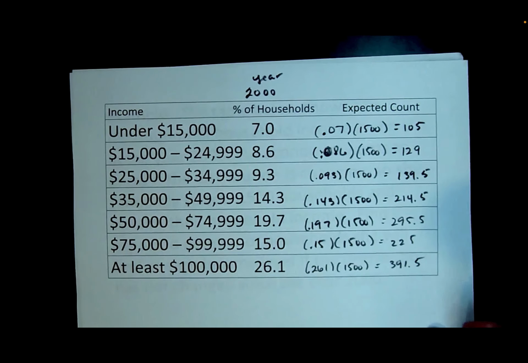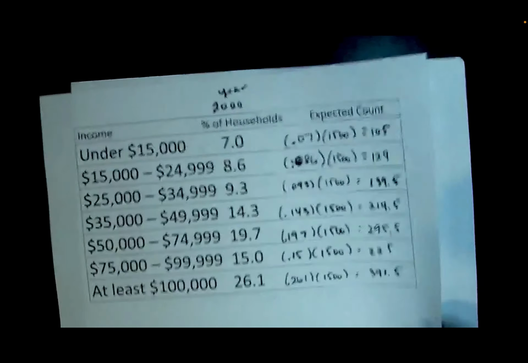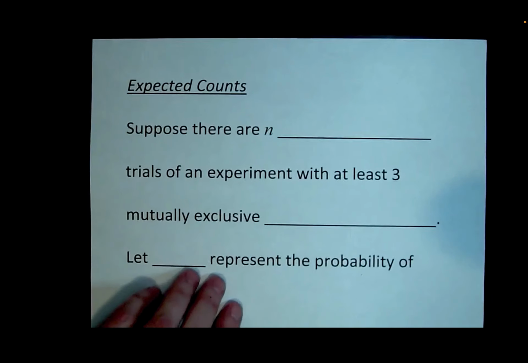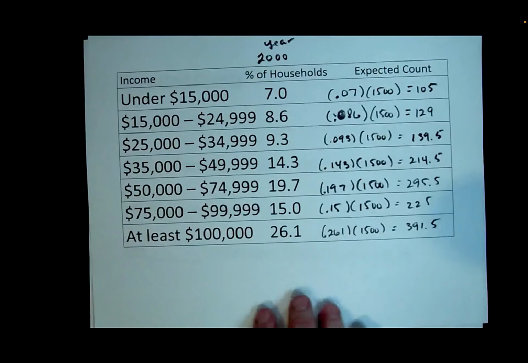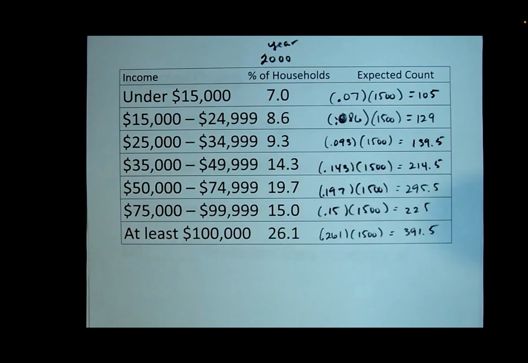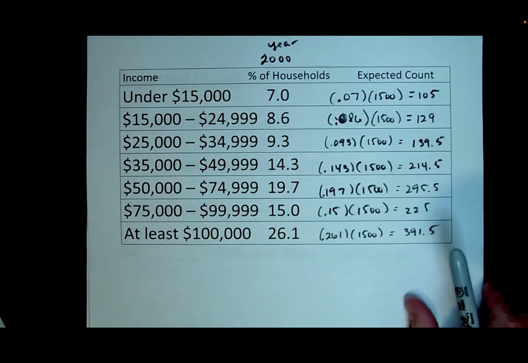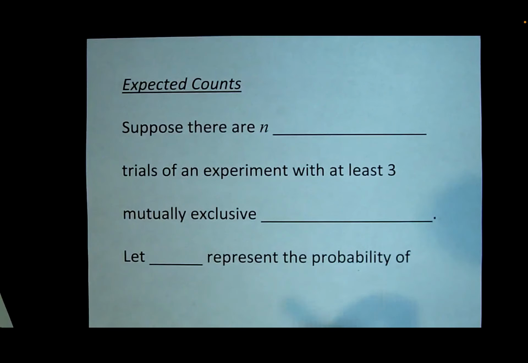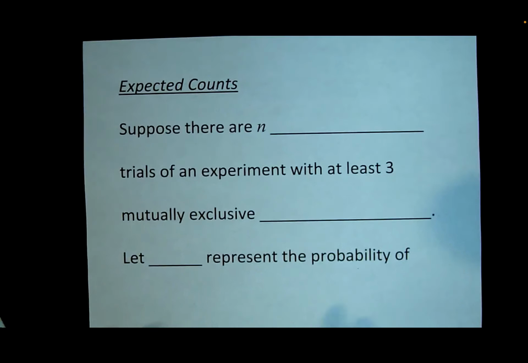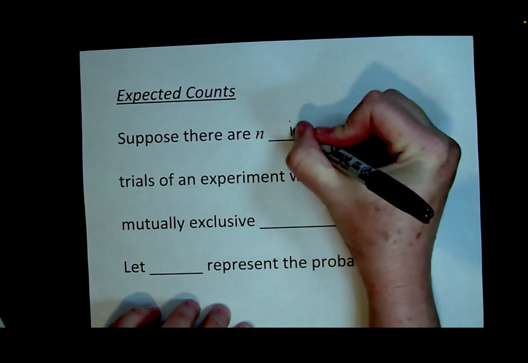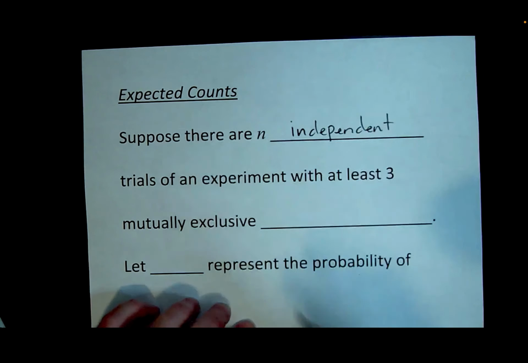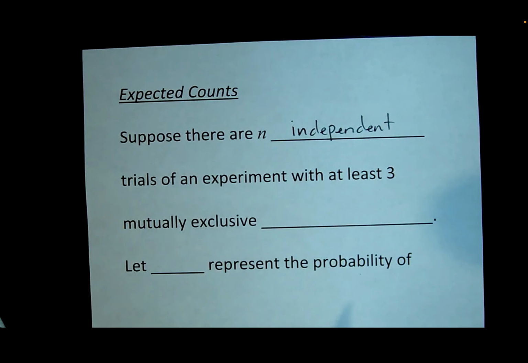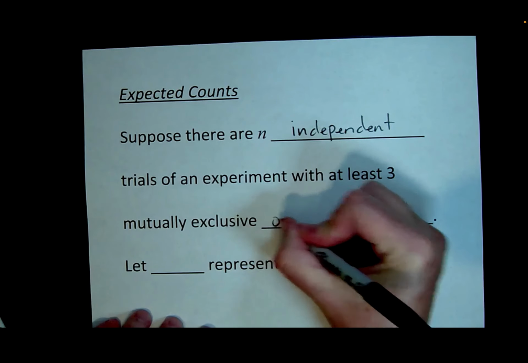So some terminology we have to deal with to move forward. Expected counts, well, you've already seen that bit of terminology. That was the heading for that column of the table. Okay, and the expected amount, so expected counts, suppose there are n independent trials of an experiment with at least 3 mutually exclusive outcomes.